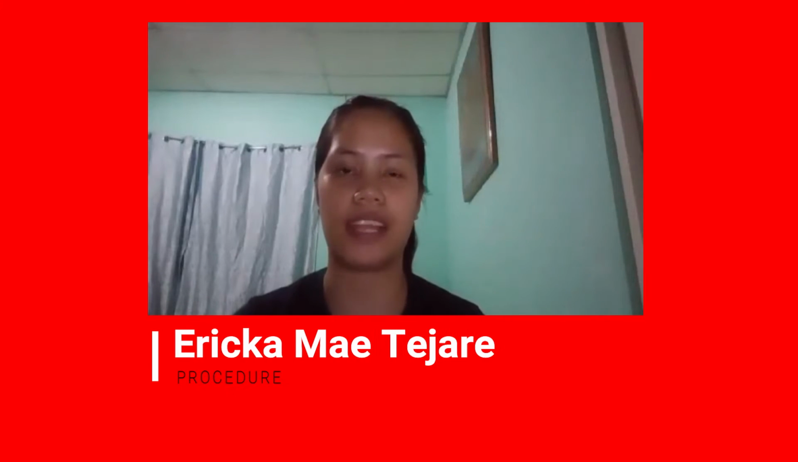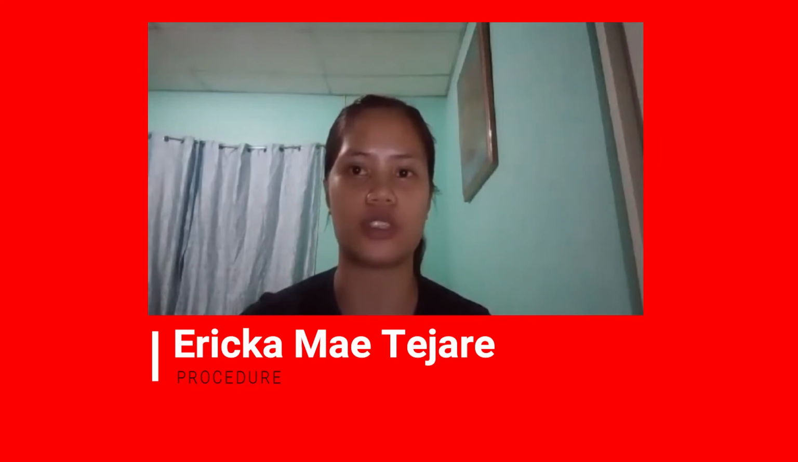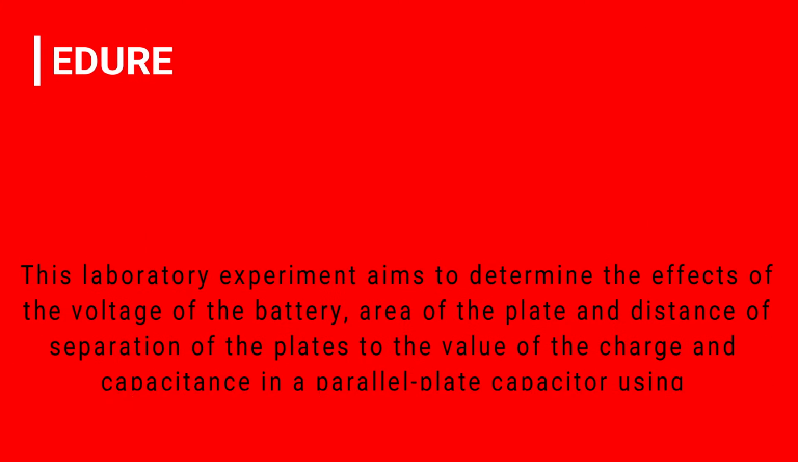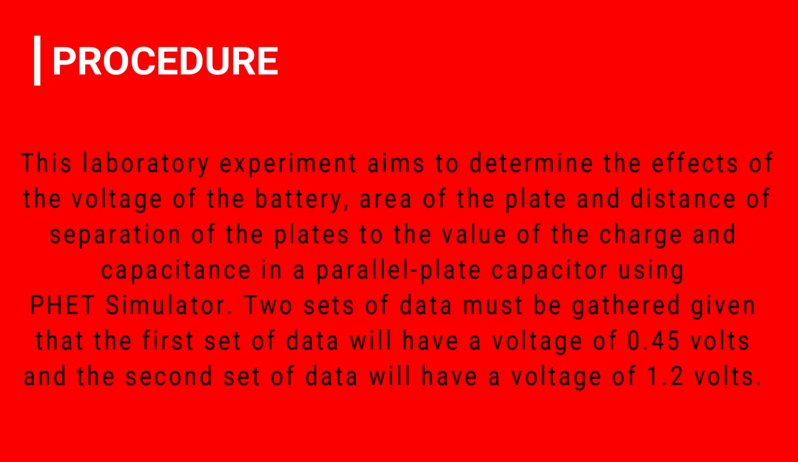I am Tejare and I am tasked to do the procedure. This laboratory experiment aims to determine the effects of the voltage of the battery, area of the plate, and distance of separation of the plates on the value of the charge and capacitance in a parallel plate capacitor using the PhET simulator. Two sets of data must be gathered, given that the first set of data will have a voltage of 0.45 volts, and the second set of data will have a voltage of 1.2 volts.